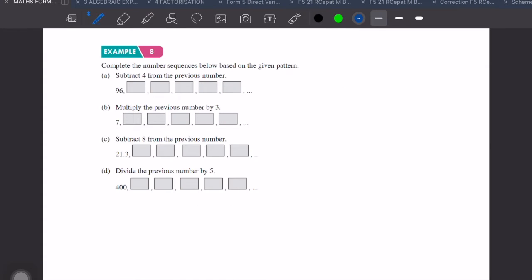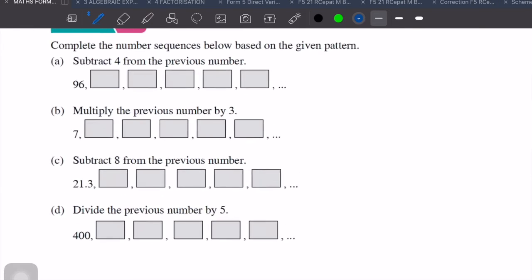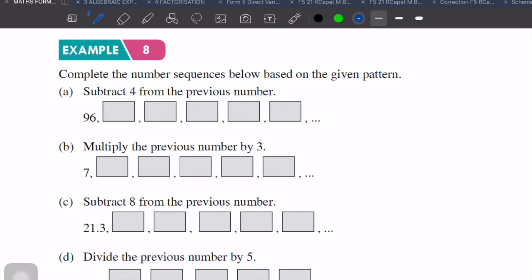Now we proceed with example 8. In example 8, the question asks you to complete the number sequences below based on the given pattern. So the first one, subtract 4 from the previous number. So 96 minus 4, you will get 92. 92 minus 4, 88, minus 4, 84, minus 4, 80, and the final one, minus 4, you will get 76.